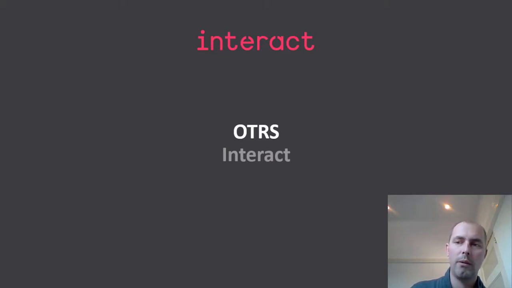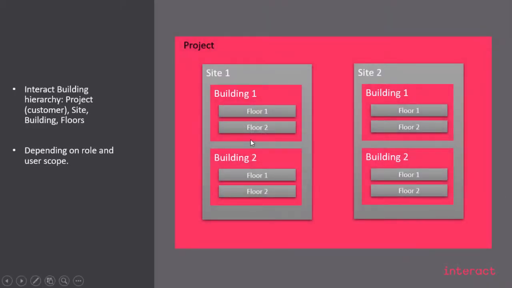So before we dive into detail, a short summary of how the system has been set up. Interact works with a certain hierarchy, starting on top level with the project or customer. A customer can have one or multiple sites, and a site can have one or multiple buildings. And obviously, a building can have one or multiple floors. This is how the system has been designed and implemented.